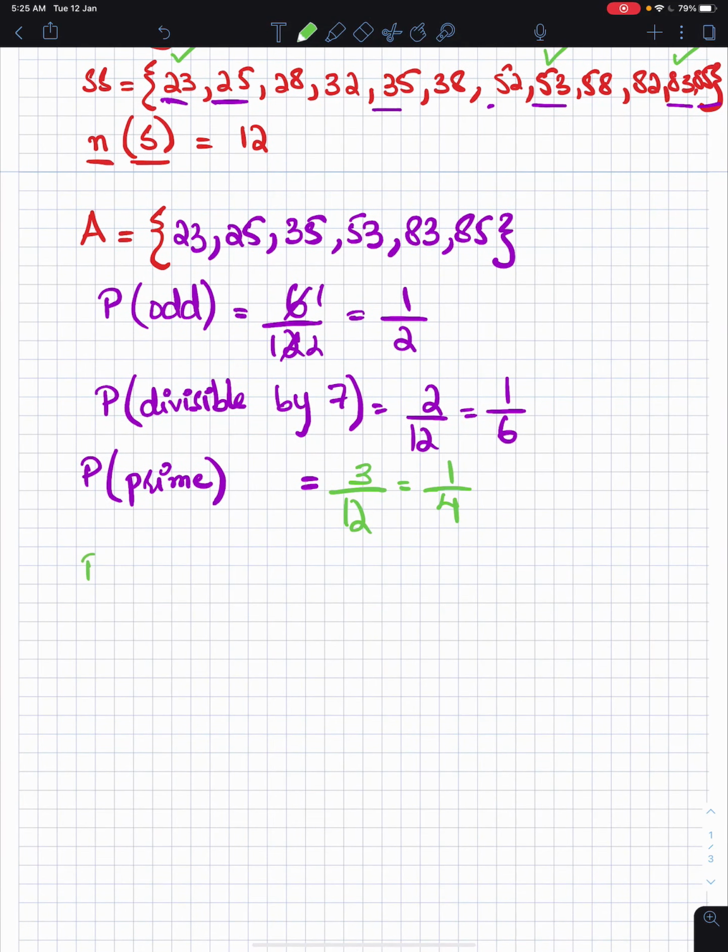And the last is probability of not a prime number. So this one's easy. We can just use the formula which we just learned, 1 minus probability of prime, and probability of prime was 1 by 4. So 1 minus 1 by 4 is 3 by 4.